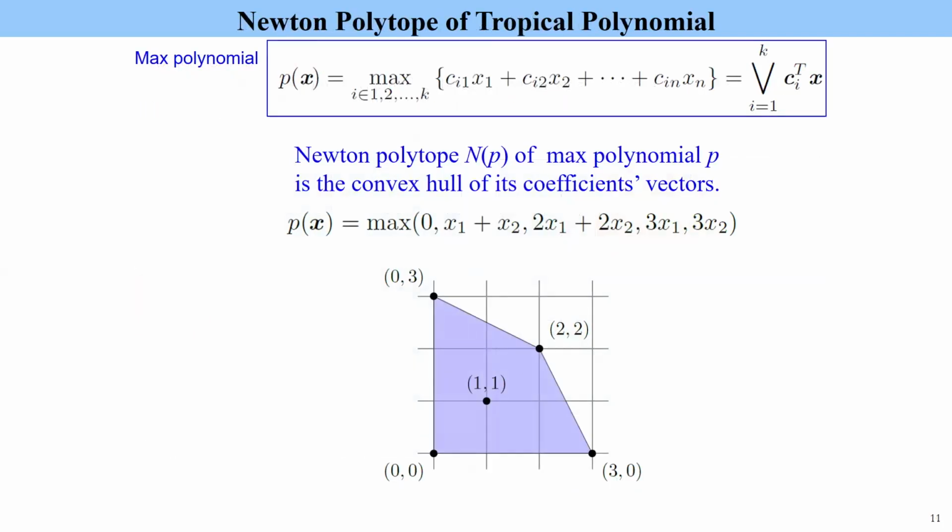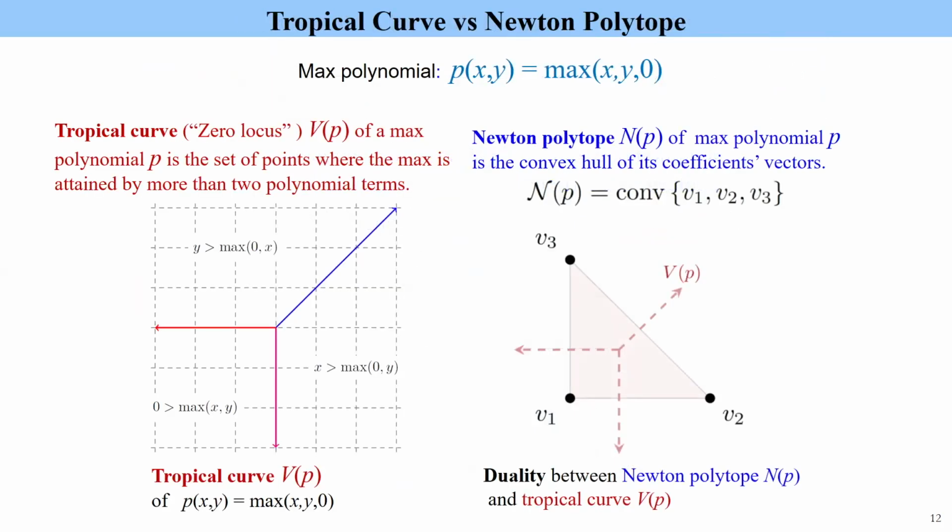Okay, another object of great interest in our discussion is the Newton polytope of a tropical polynomial, which is the convex hull of its coefficient vectors. You see an example here of a two-dimensional tropical polynomial. So you see this convex hull, which is the Newton polytope. I'll come back to this. And there's a duality between the Newton polytope of a tropical polynomial and the corresponding tropical curve. You see the duality here for an example of a two-dimensional tropical polynomial.